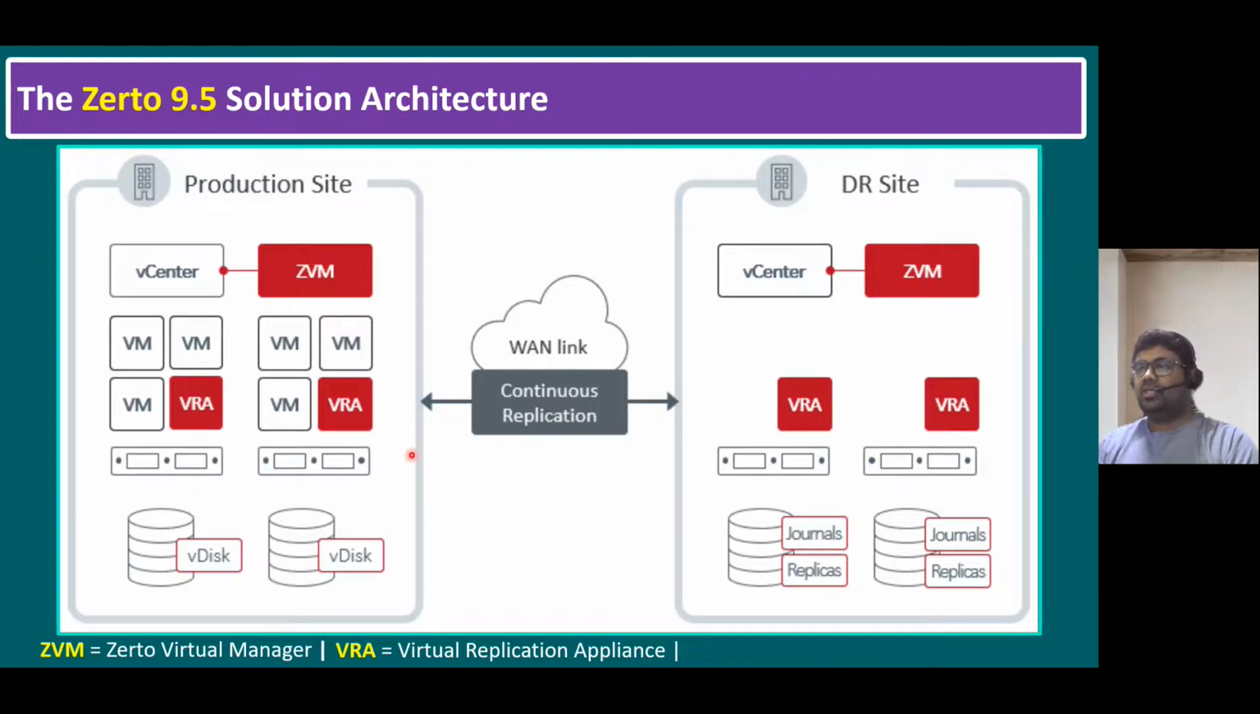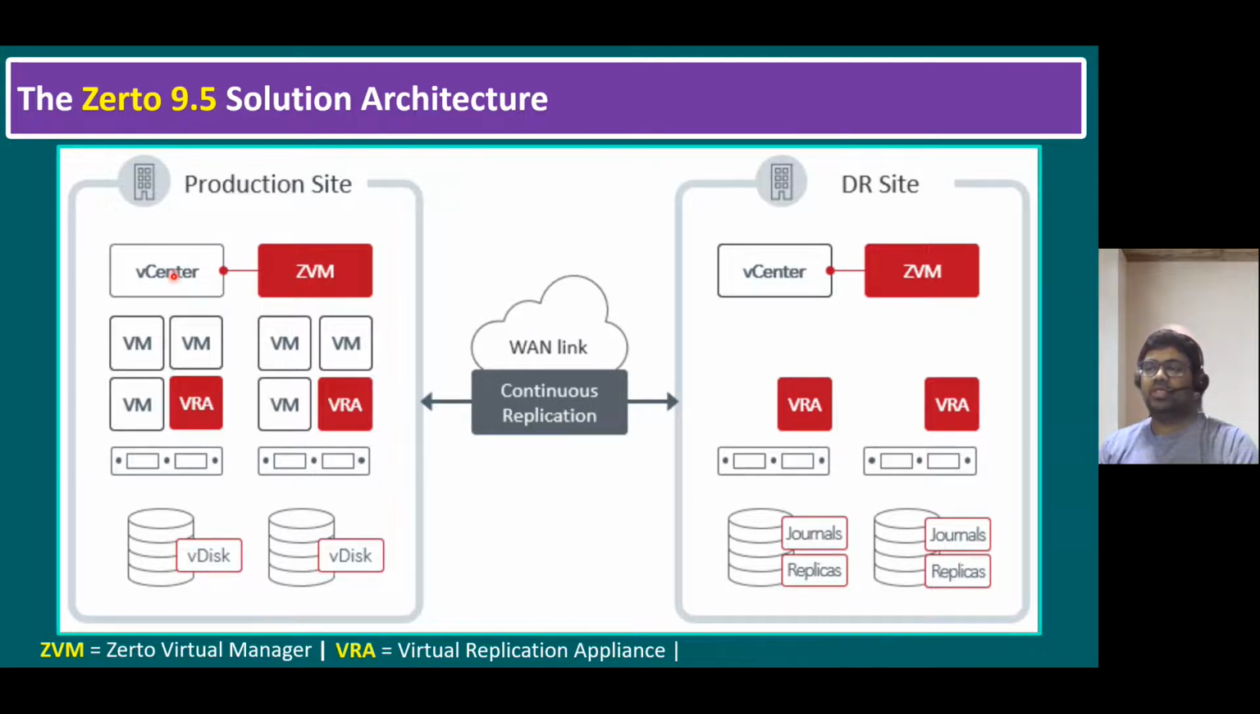As we are aware, the solution architecture minimally requires two sites: a production site and a disaster recovery site. Some organizations may use active site and standby site. Any naming convention is fine: primary site, secondary site, active site, passive site, production site, DR site, disaster recovery site. The concept is the same. Within our production site, the requirement for the 9.5 Zerto architecture is that we must have one management software, that is ZVM, Zerto Virtual Manager. This ZVM can run on any Windows server.